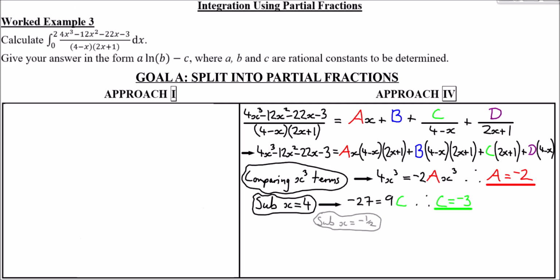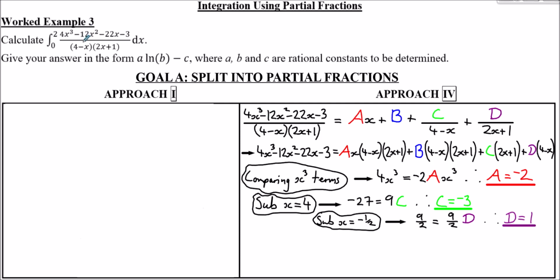Next, we could substitute x being equal to negative a half. By doing that, the a brackets, the b brackets, and the c brackets cancel, leaving us able to find just d. So using the calculator, this side becomes 4.5, or 9 over 2, and the d bracket, 4 minus a half, gives us 4.5 as well, or 9 over 2. So 9 over 2 equals 9 over 2 times d, so it must be that d is just simply equal to 1.